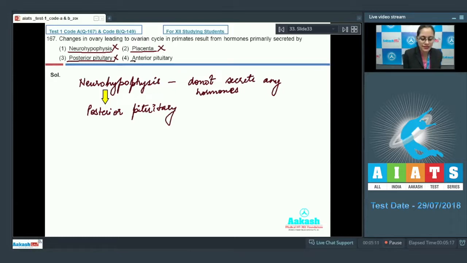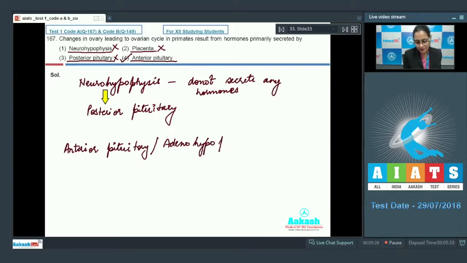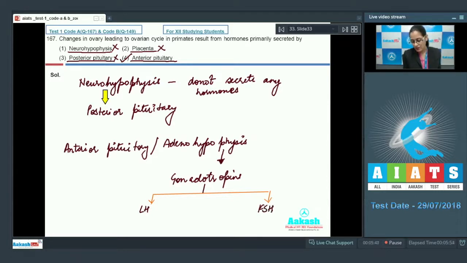And the last option is anterior pituitary, which is the correct answer because it is this anterior pituitary, which is also known as adenohypophysis, that secretes gonadotrophins, which are LH and FSH, responsible for the changes in ovary. So correct answer is option number 4.